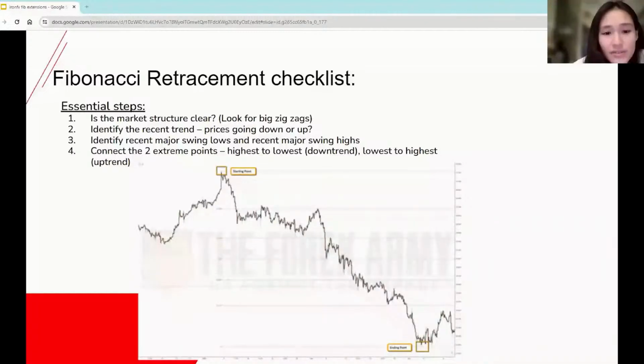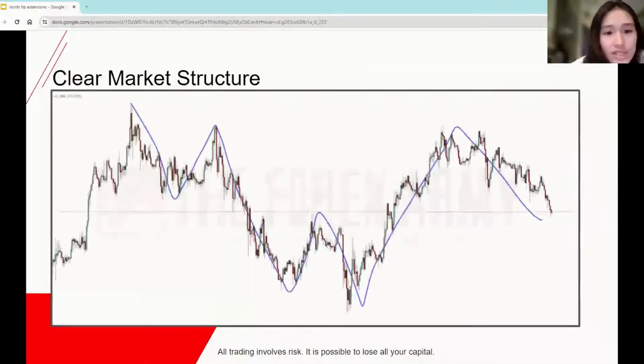Next is to identify recent major swing lows or recent major swing highs. Again, we'll show you some examples of those. We want to connect the two extreme points like you see in this slide. In this example, because it is a downtrend, we start from the highest point and end at the lowest point. If it's an uptrend, we're looking at the lowest to highest points. So here's an example of a clear market structure.